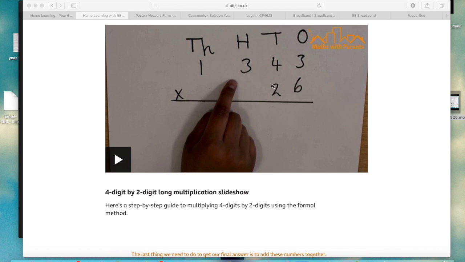The rule I always use is when you're timesing by this tens number, you stick a 0 in there for starters, and now you can just imagine it as a 2. 2 times 3 is 6, 2 times 4 is 8, 2 times 3 is 6 again, and 2 times 1 is 2. And that gets you there. Then all you've got to do is add those two together.